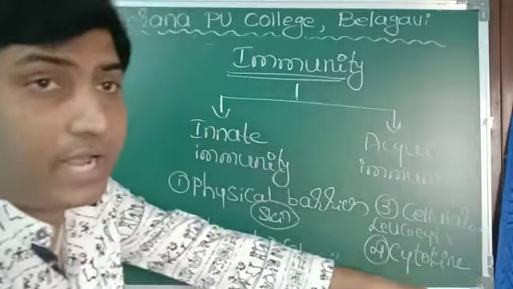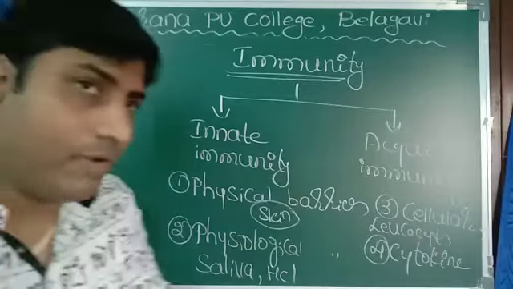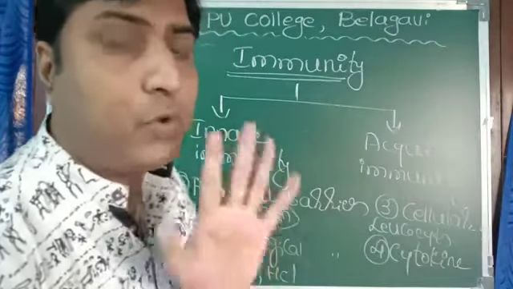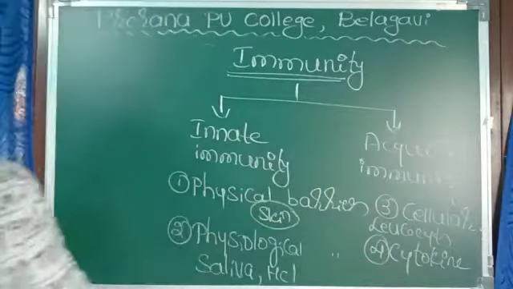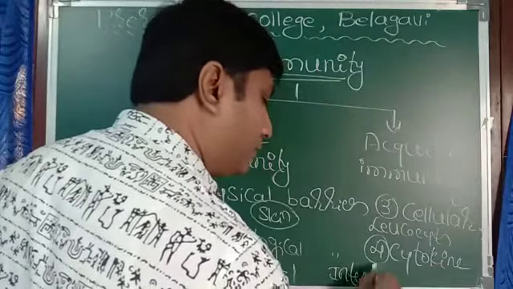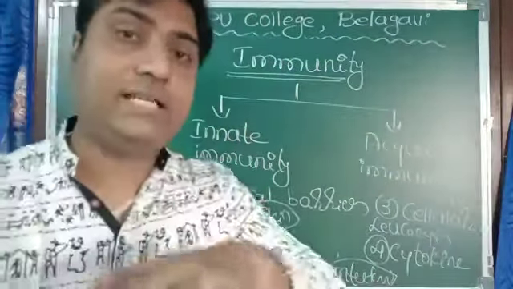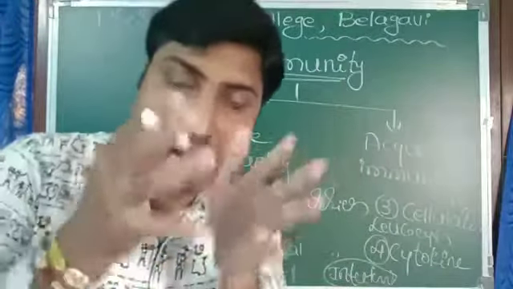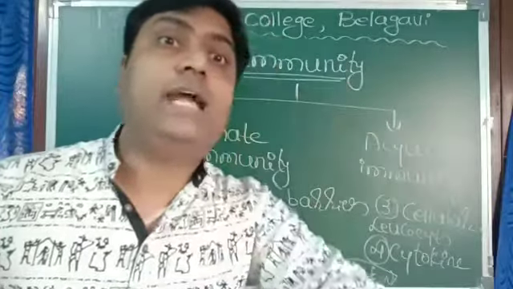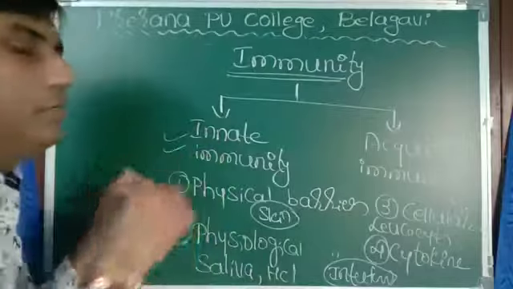What is the cytokine barrier? This is very, very important. Whenever a virus starts infecting some of our cells, that cell produces a protein called interferon. Interferons are produced by infected cells. Infected by what? Virus. Now that interferon protects the other cells from the attack of the virus. So all these come under innate immunity.